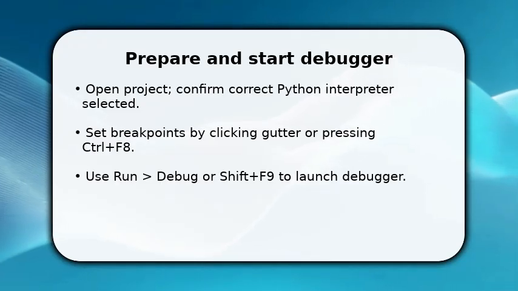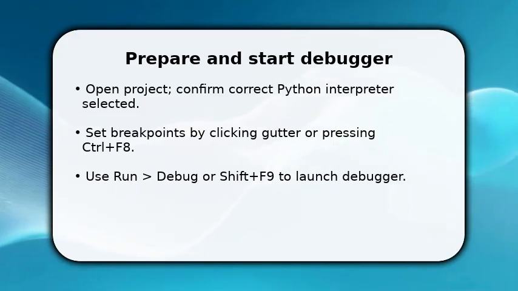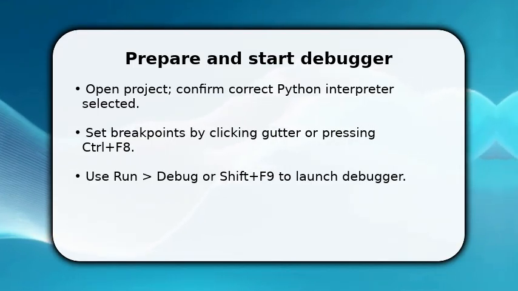You begin by ensuring the right interpreter and modules are loaded. This prevents false failures. Once done, place breakpoints on lines where you want execution to pause, because breakpoints isolate behavior.